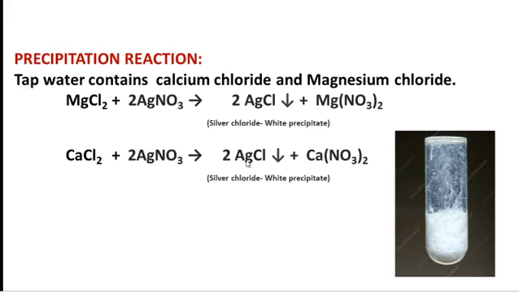In this reaction also, silver chloride is formed. This is a white color precipitate. The downward arrow mark indicates a precipitate. Calcium nitrate is the other product. This is an example of a precipitation reaction. These are the overall reactions between tap water and silver nitrate.